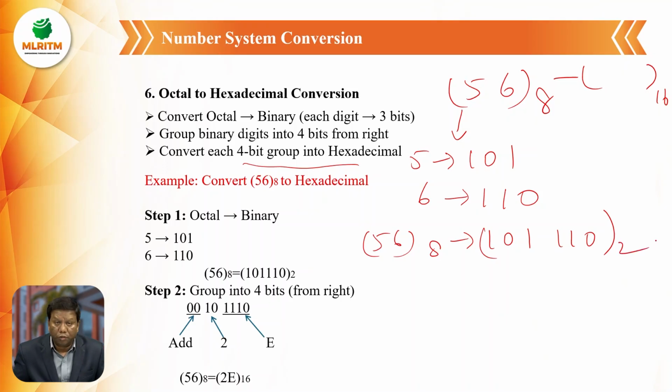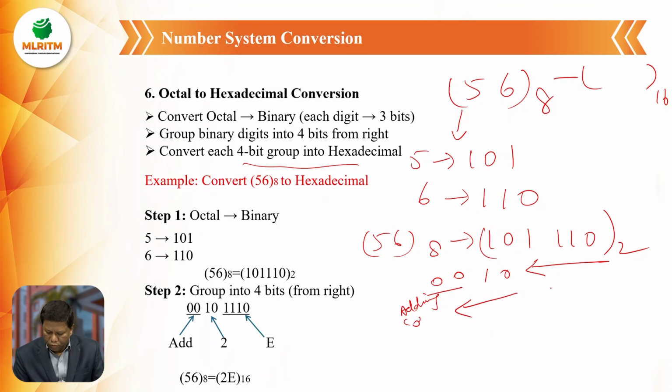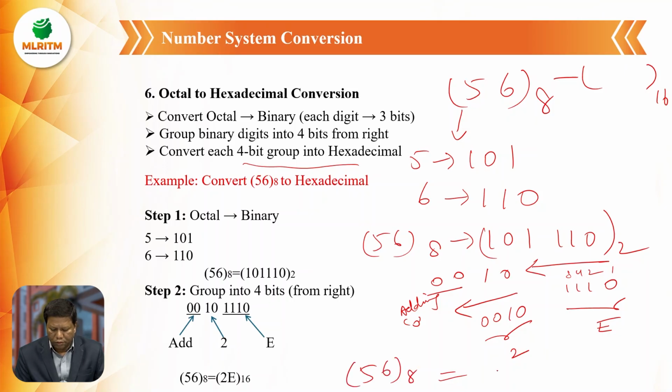That is how we converted into binary. Then we have to convert that into hexadecimal, grouping into 4 bits. Adding zeros, we get 4 digits: 0 0 1 0 and 1 1 1 0. Using 8 4 2 1, 0 0 1 0 is 2, and 1 1 1 0 is 14. 14 we can write as E. So 56 to the base 8 octal gives the hexadecimal value 2E to the base 16.